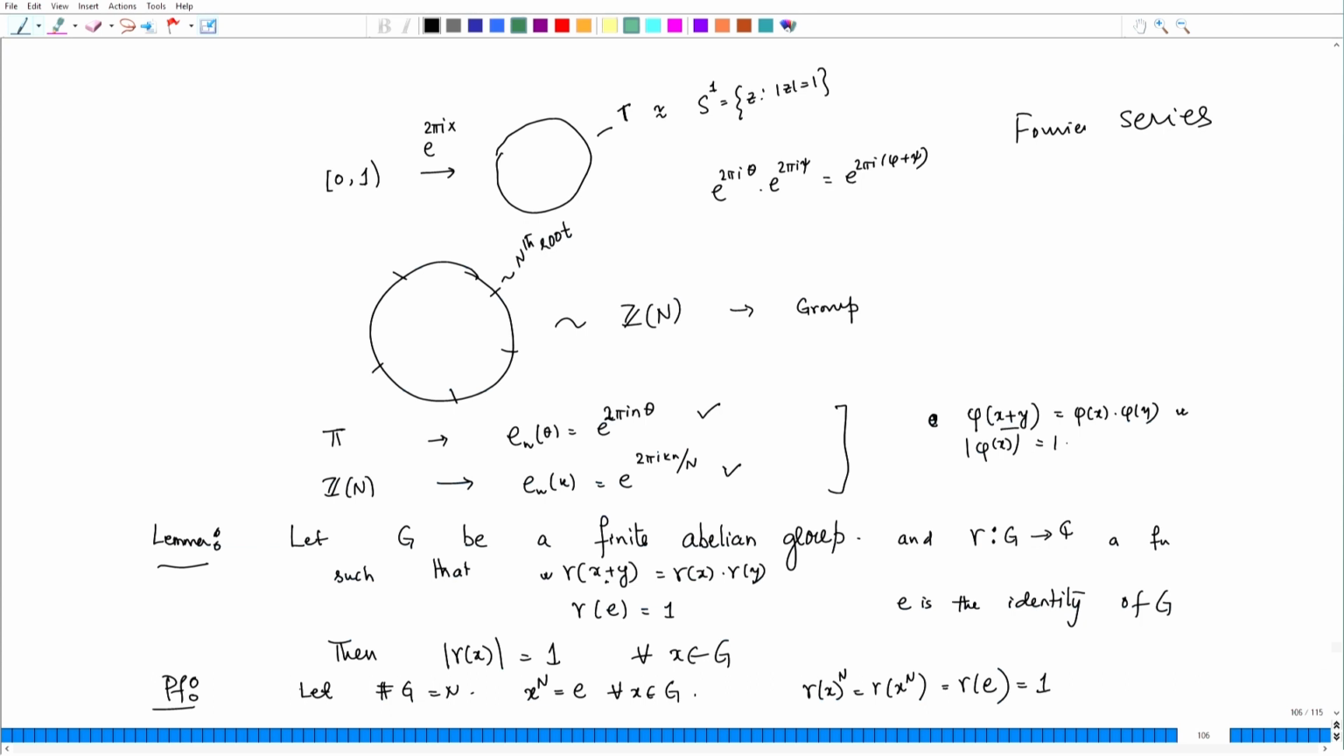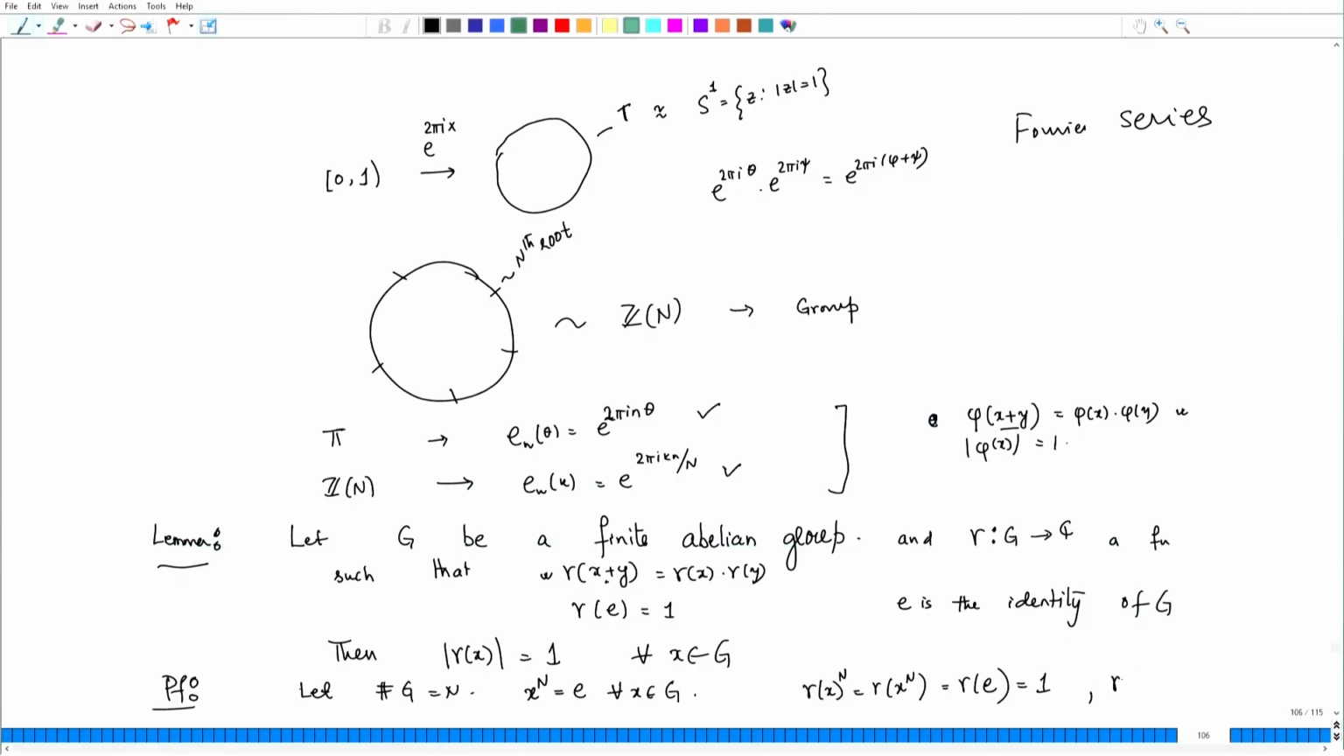Now take any x. Then gamma x to the power n is nothing but 1. So gamma x is an nth root of unity. Hence the modulus of gamma x is equal to 1 for every x belonging to G.